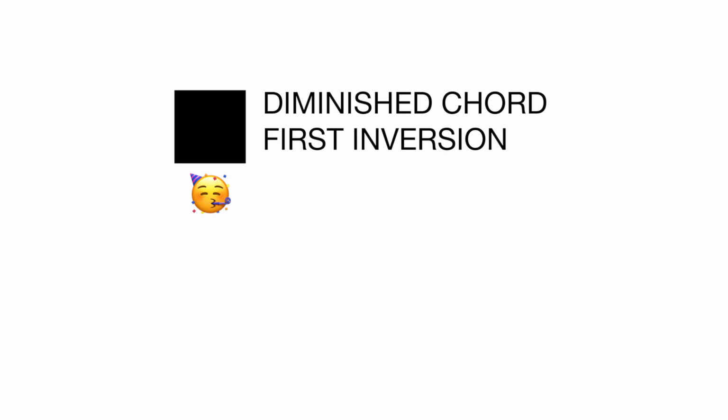So the first thing that we're going to actually be touching on today is the diminished triad, and more specifically, we're going to be talking about the diminished triad in its first inversion. The reason is that it is in the first inversion that you actually find a diminished triad in its most consonant form.